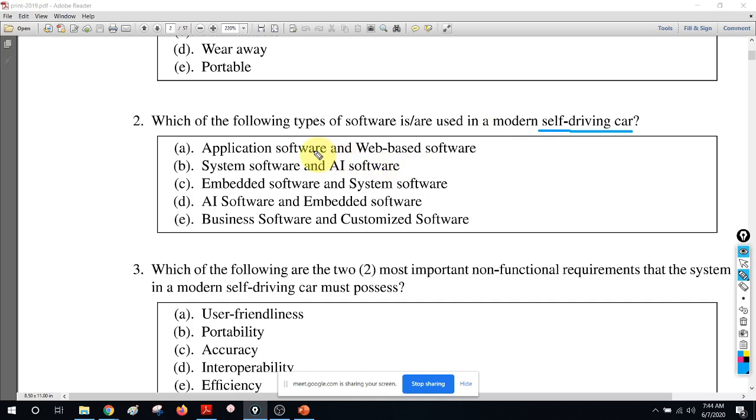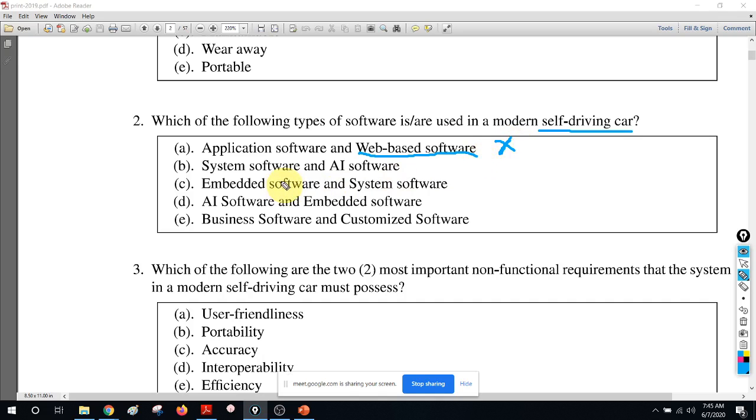A, application software and web-based software. Of course, a self-driving car is going to have some sort of application software, like navigation support. But I don't think it's web-based software, because we are not going to use a self-driving car as a web-based application. It's a real world, physical product. Of course, if they are talking about online banking or online purchasing, that is web-based software. A self-driving car is not web-based software where we go to a website and use the self-driving car. If it is a game, of course, yes. So I will not take it. It's sort of robotics.